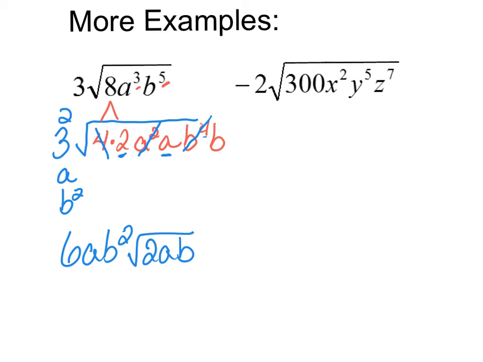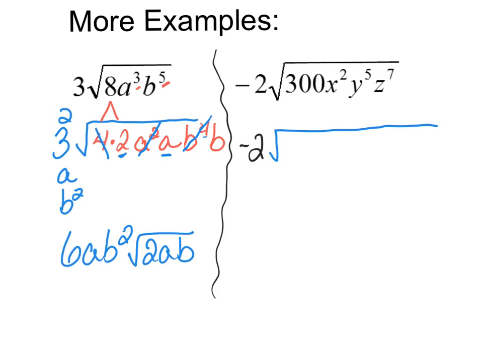If I look at the second example here, again, the first thing that I'm going to do is rewrite that -2. We want to think of two numbers that multiply and give me 300. The largest perfect square is 100, so I would do 100 times 3. The x squared, that's even, so immediately I'm going to cut it in half and put it over here. The y to the 5th, I'm going to rewrite as y to the 4th times y. And the z to the 7th, since it's odd, I'm going to go down 1 times itself.